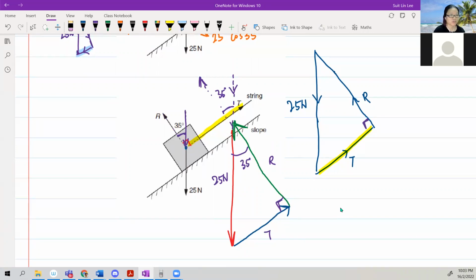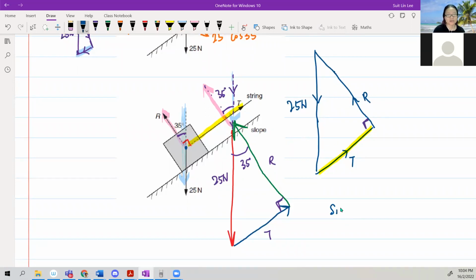So check the direction of the arrow, especially if you are, like what some of my students like to call themselves, a bit geometrically challenged. R is pointing upwards. So this is the line of R. 25 Newton is pointing downwards. This is the line of 25 Newton. And the angle between the blue and the pink is 35. We do alternate angle, inside here is 35. Can we find T? Yes, T is opposite, right?